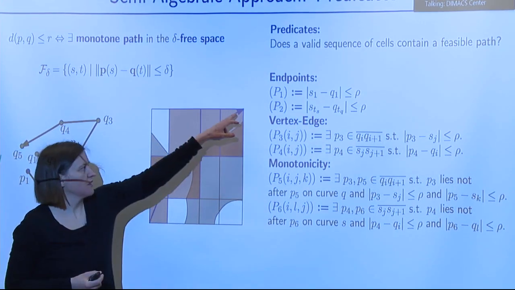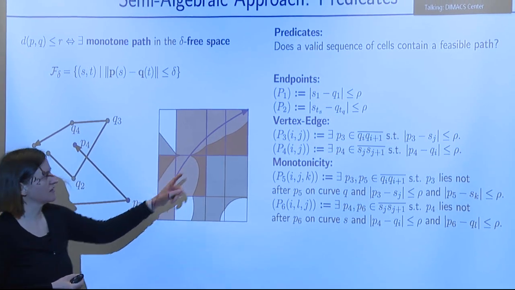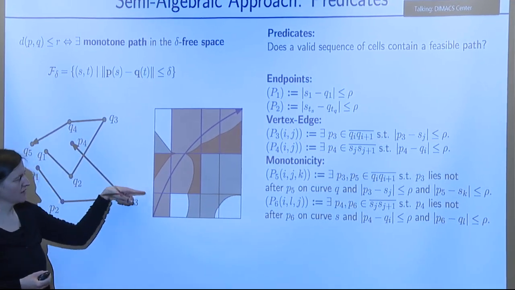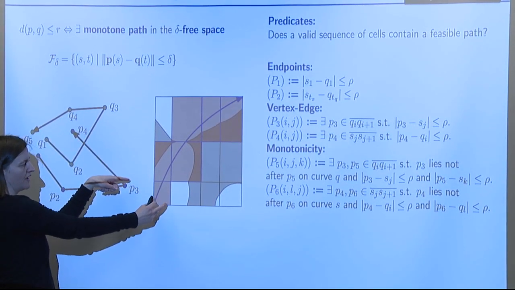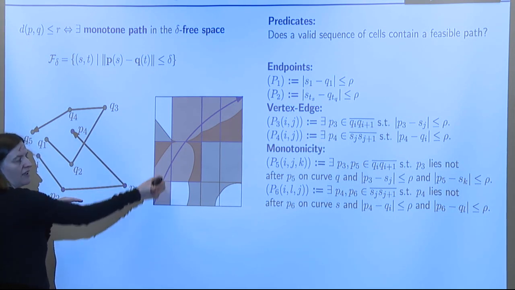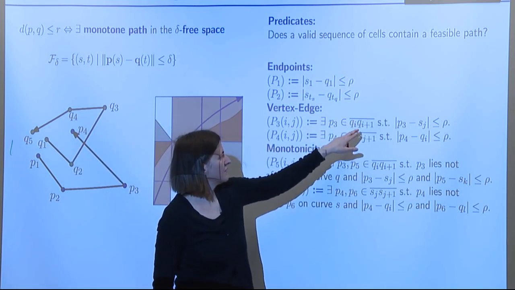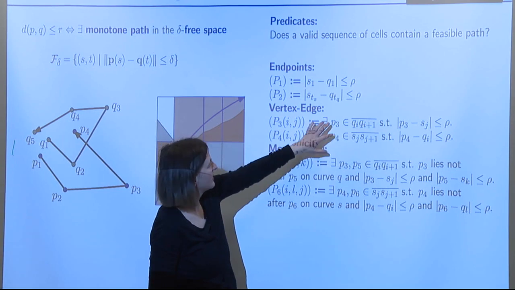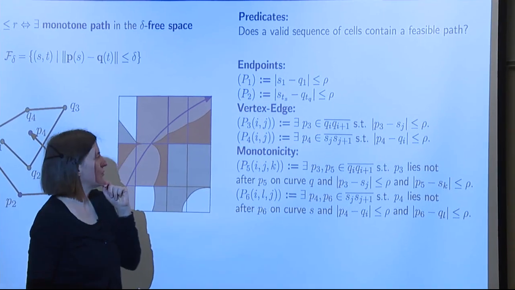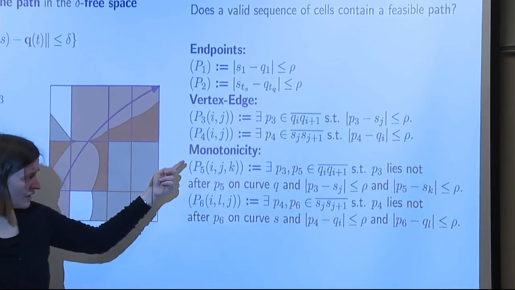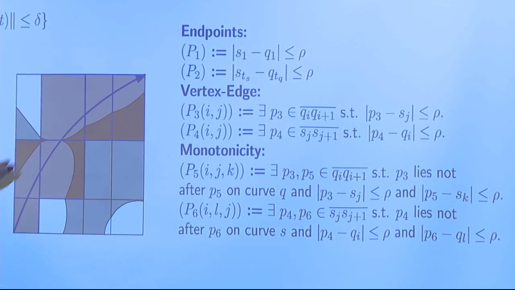So we have this endpoint condition. Then we have to be able to get through this cell boundary, that is a vertex-edge condition. So this vertex corresponding to this point and this edge corresponding to this edge on this curve, there has to be some point along this edge so that we can get through here. So there exists a point, at distance at most delta, or rho. This is really for 1D, which is a bit easier, but in 2D they look very similar. And then we have these monotonicity constraints that say we can go through these cell boundaries in a way that we still get a monotone path.